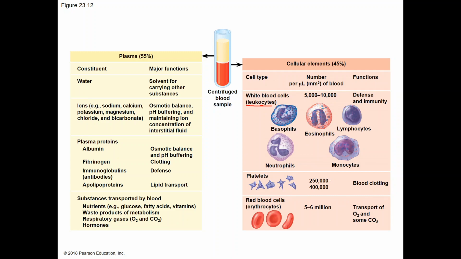And then we also have platelets. And these are cell fragments that are actually what make our blood clot. They're cellular components that bind together to form a blood clot on injured tissues.